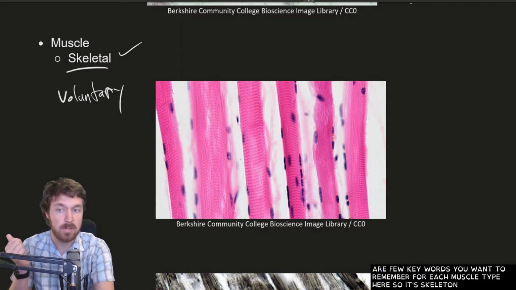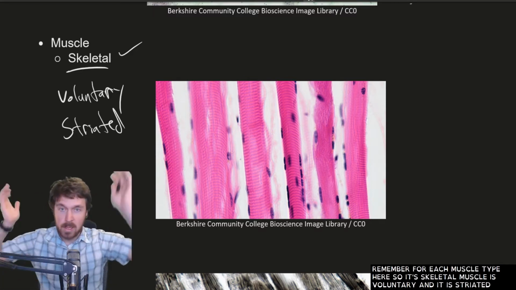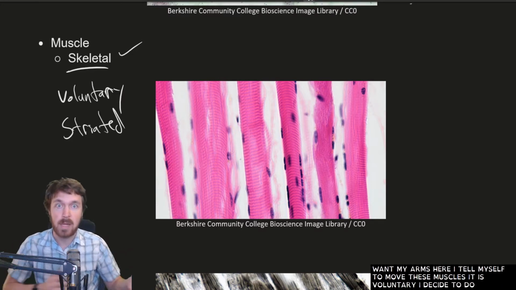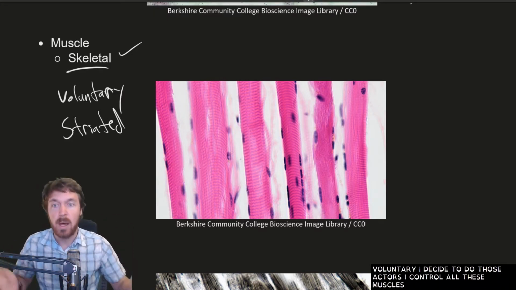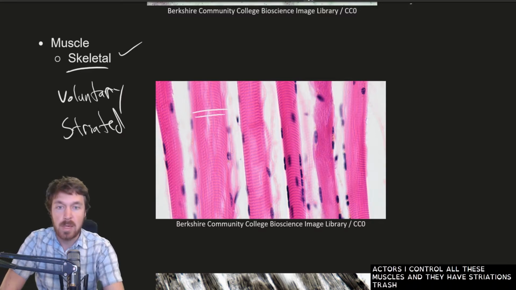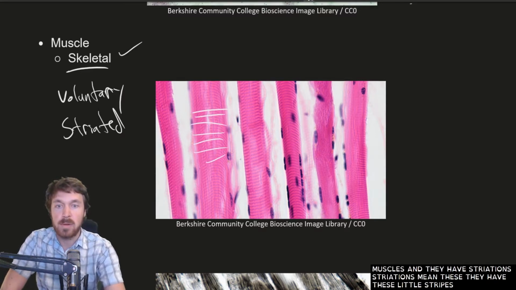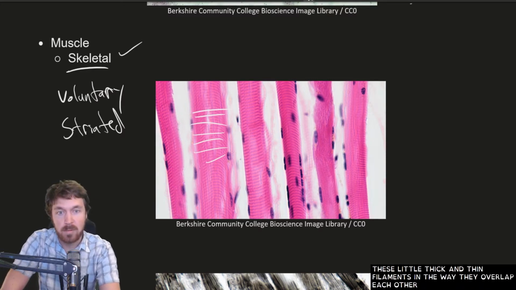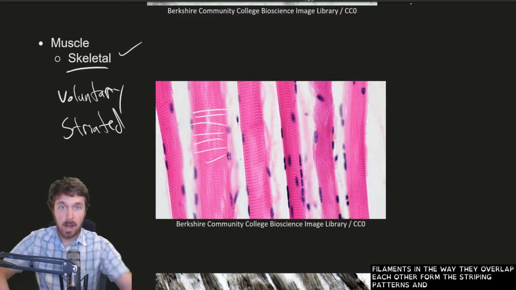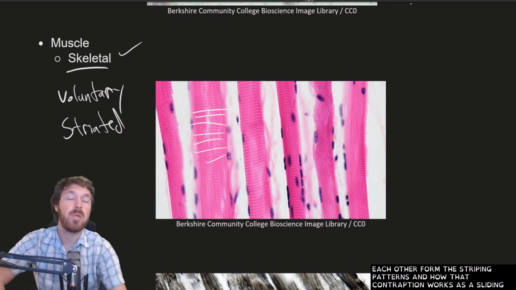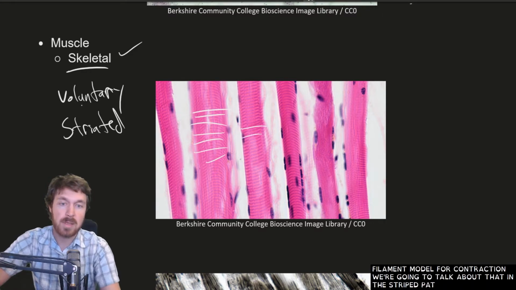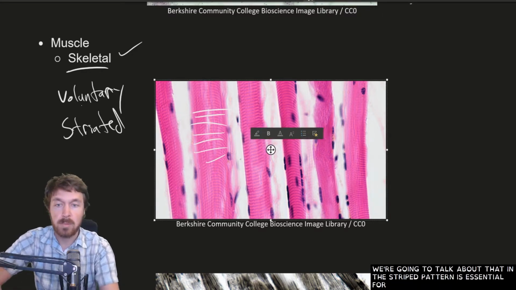This is voluntary. There are a few key words you want to remember for each muscle type here. Skeletal muscle is voluntary and it is striated. When I'm flapping my arms here, I tell myself to move these muscles. It is voluntary. I decide to do those actions. I control all these muscles. And they have striations. Striations mean they have these little stripes. There are these little thick and thin filaments, and the way they overlap each other forms these striping patterns. How the contraction works is the sliding filament model for contraction, and we're going to talk about that later. This striped pattern is essential for a muscle contraction.